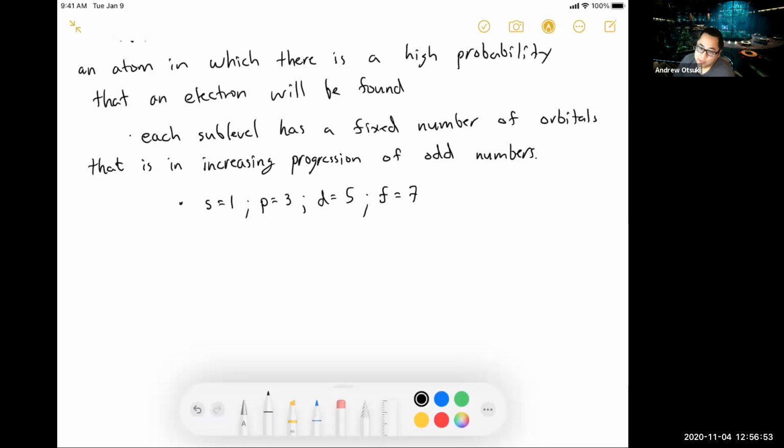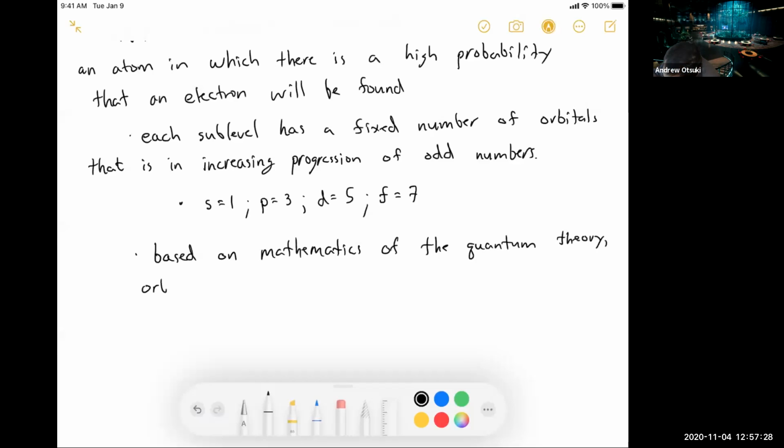These orbitals are described this way because they are based on mathematics of the quantum theory. You do not need to know what that is, but just know that we can use math to get these orbitals. The shapes of the orbitals are drawn based on x, y, and z axes, so 3D shapes are drawn around the x, y, and z axes.